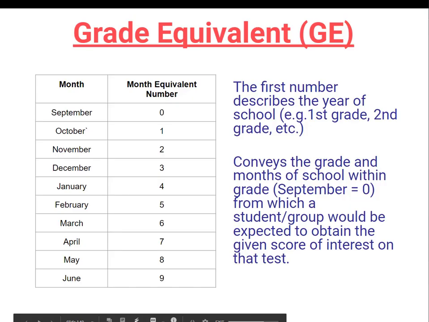Grade equivalent is another way that you can describe student performance. The grade equivalent conveys the grade and months of school within a grade. So basically, if you think of September being 0, October is the first month, so 1, November is 2, December is 3, January is 4, February is 5, March is 6, April is 7, May is 8, and June is 9. Okay, so that's how this is set up.